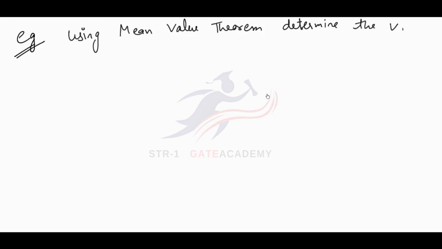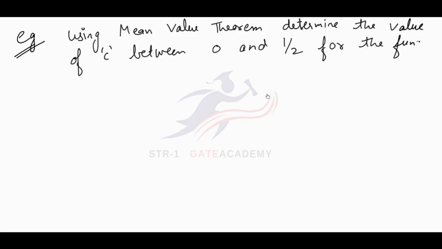Let's say the question is: using mean value theorem, determine the value of c between 0 and 1/2 for the function f of x is equal to x into x minus 1 into x minus 2, right?